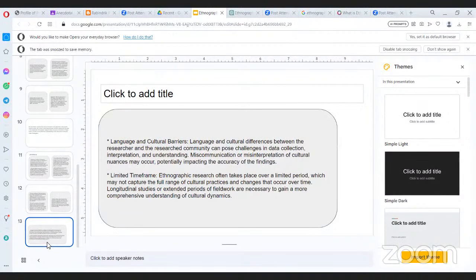Language and cultural barriers. Language and cultural differences between the researcher and the research community can pose challenges in data collection, interpretation, and understanding. Miscommunication or misinterpretation of cultural nuances may occur, potentially impacting the accuracy of the findings. So language issue is very, very important.